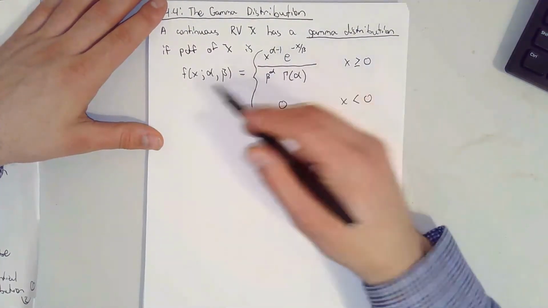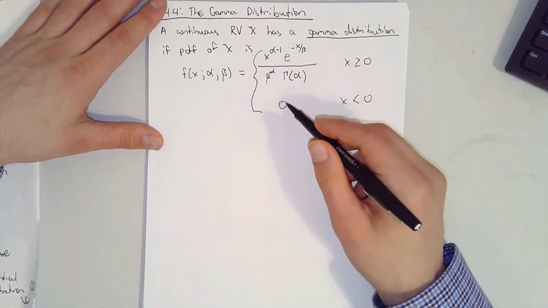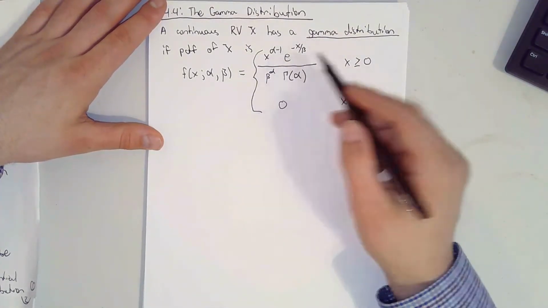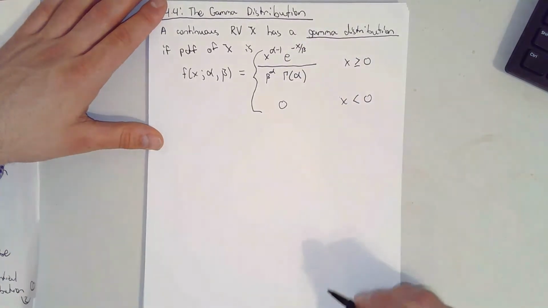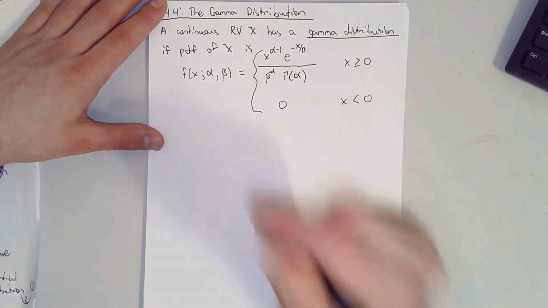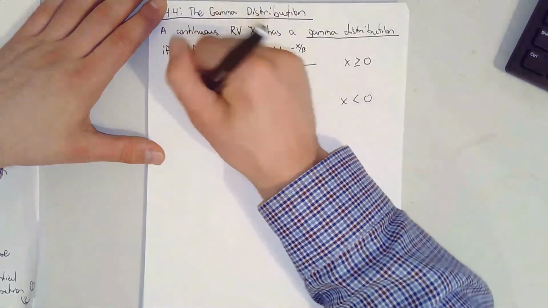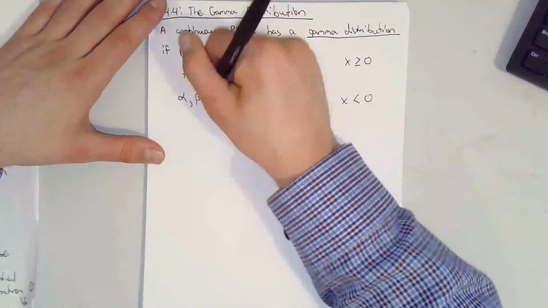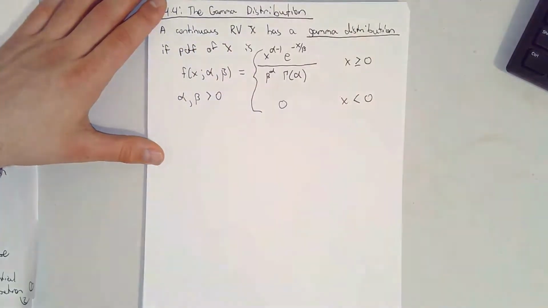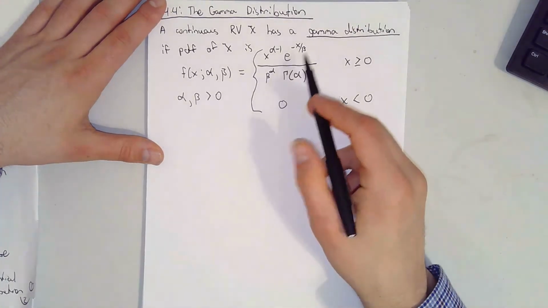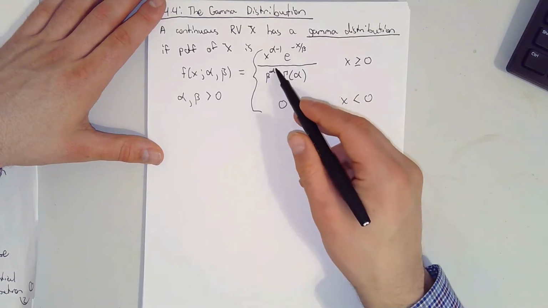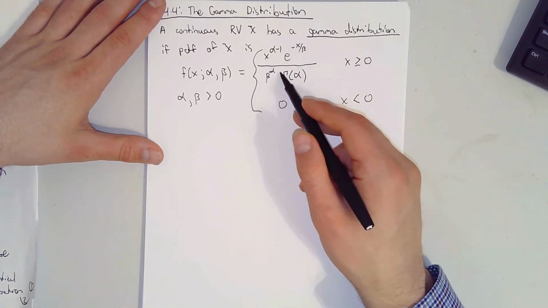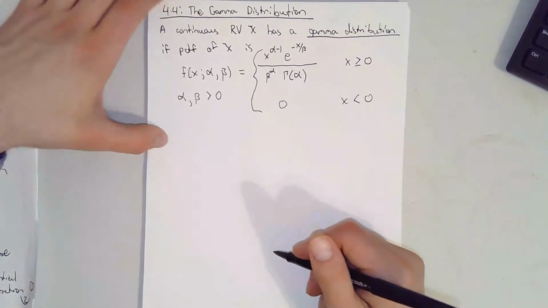This in fact defines a PDF, and most certainly this function is non-negative, because 0 is non-negative, and any positive value of x will make this expression non-negative. It should also be noted that alpha and beta are greater than 0. So that means that this exponent here is in fact negative, and this part in the denominator is also non-negative.